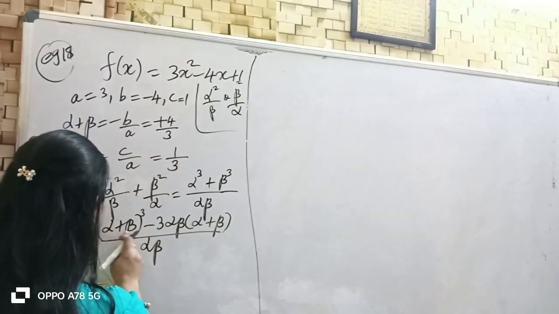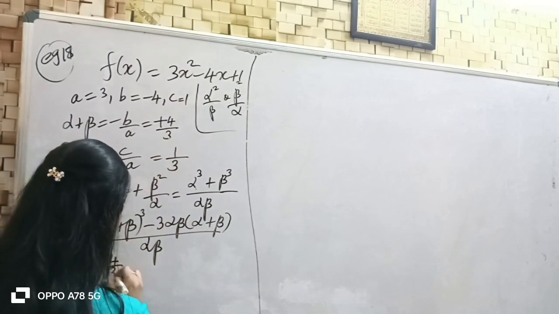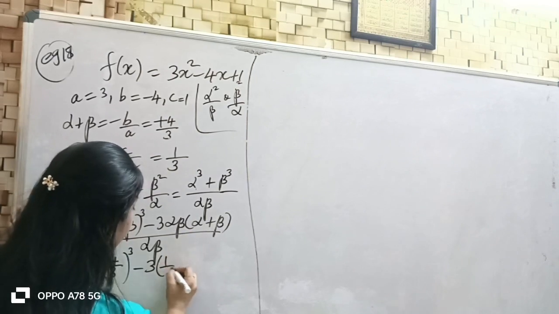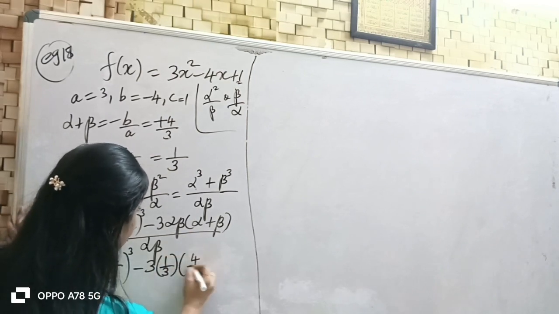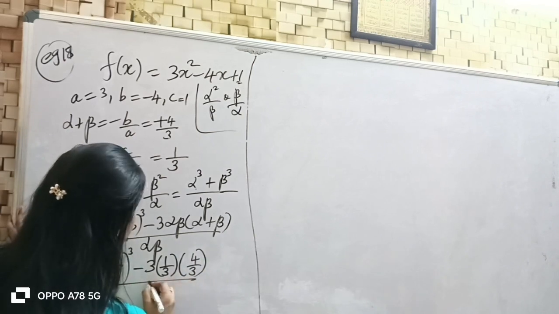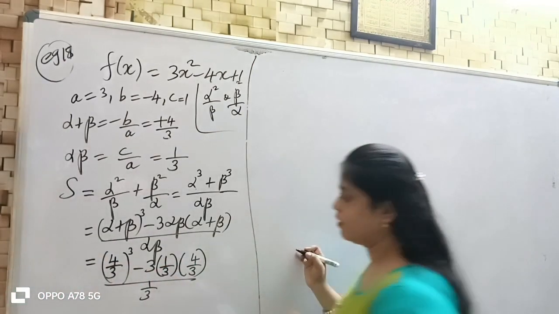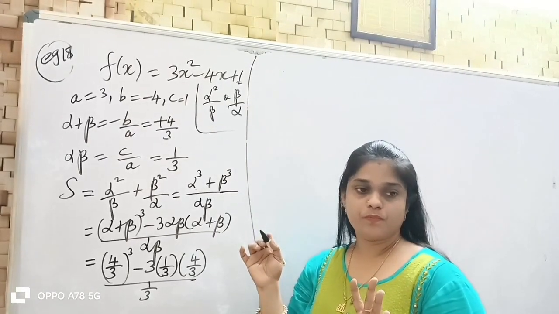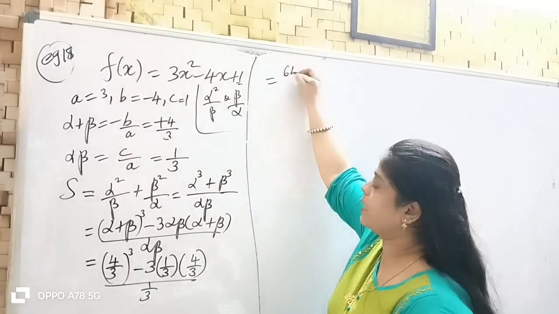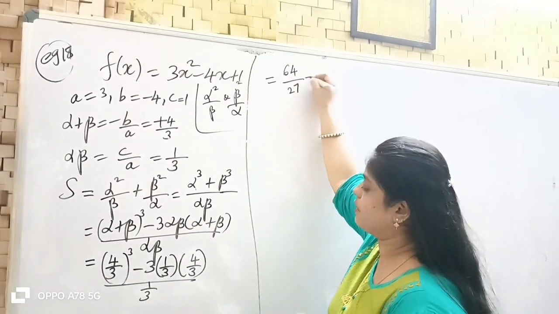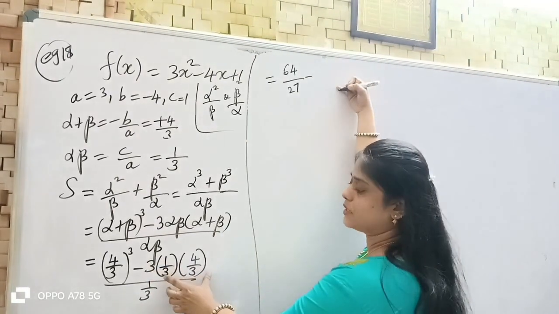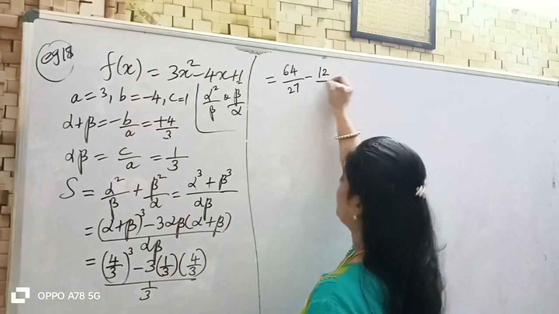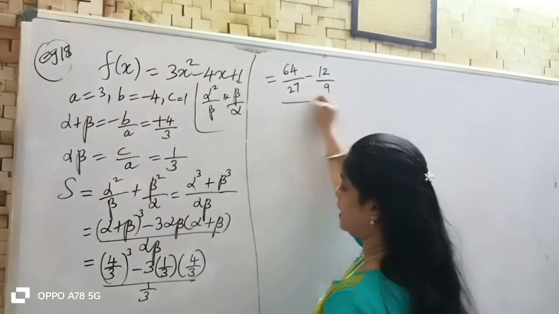So apply your values, these two values here. So alpha plus beta instead of this 4 by 3, the whole cube minus 3 into 1 by 3 into 4 by 3 by 1 by 3. Is it correct? So cube பண்ணு. So now it's your 4 cube means 4 cube, 64 by 3 cube, 27 minus. Here cancel பண்ணாதீங்க because every LCM easy இருக்கும். So it is 3 into 1 into 4, that is 12 by 9. Is it correct? By 1 by 3.